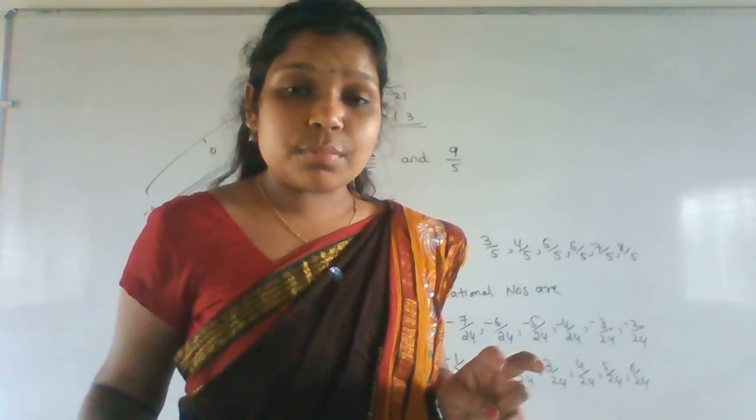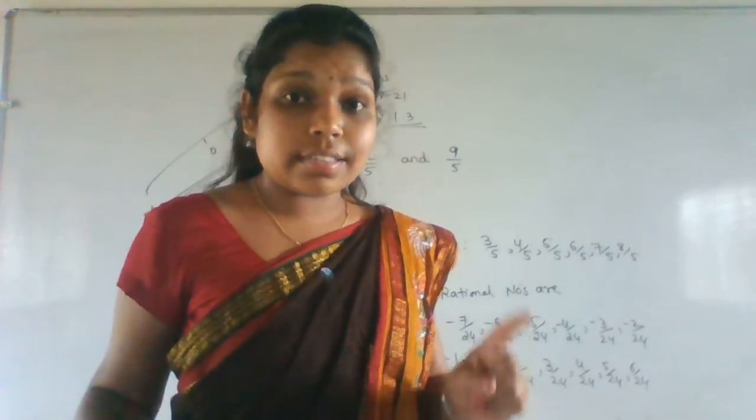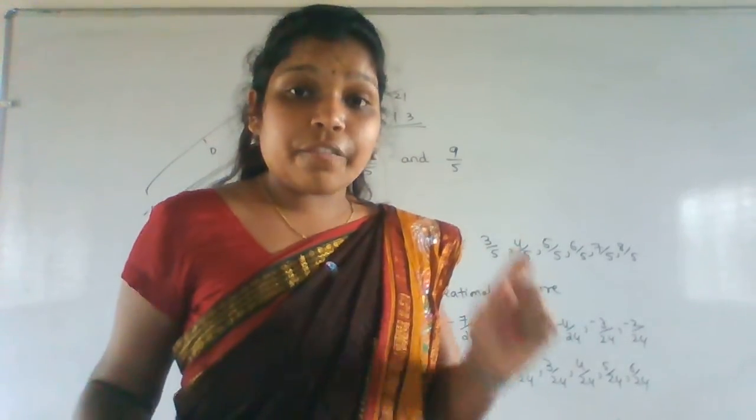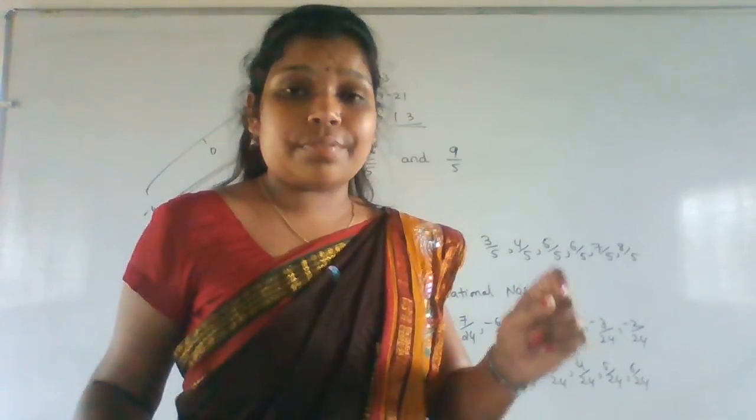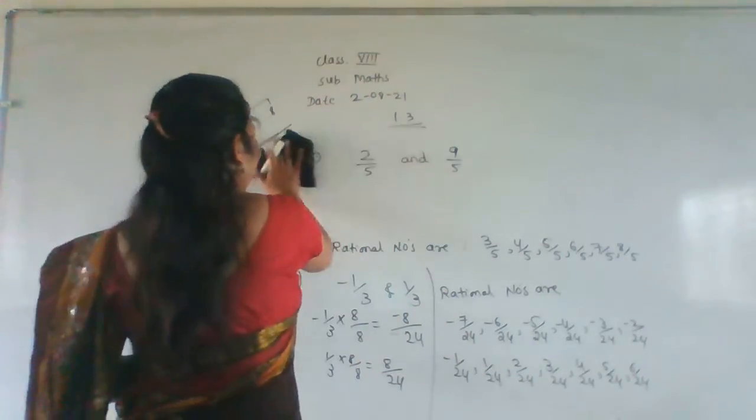Here the denominator terms are different. Then again we have to make the denominator term the same here by multiplying a fixed value to the numerator as well as the denominator. Okay, so solve the fifth one now.